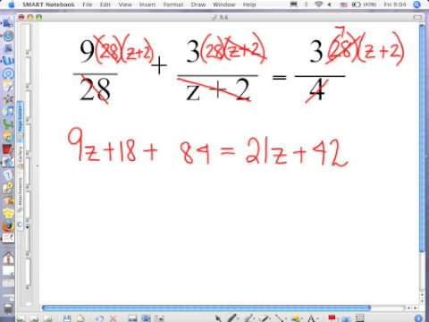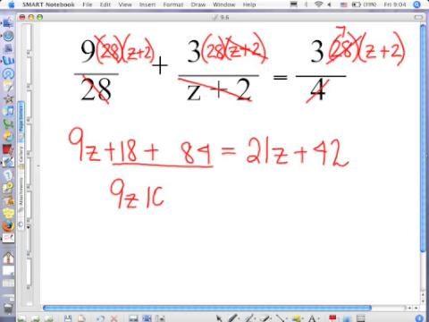All right, so let's start though by combining like terms here. 18 plus 84 is, wait, 102. Sorry, multiplying instead of adding. On this side, I've got 21z plus 42.